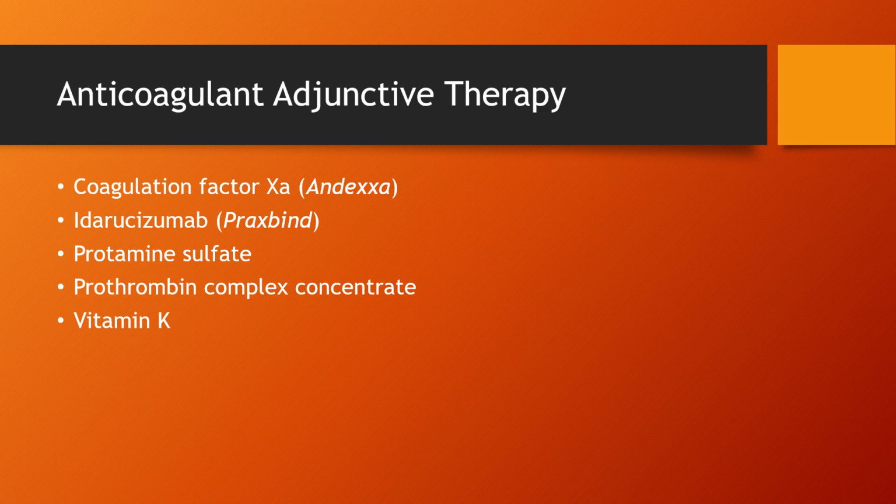Praxbind is used for dabigatran needing urgent reversal due to surgery or severe bleeding. It's administered via IV bolus. Protamine sulfate, prothrombin complex concentrate, and vitamin K can be given as reversal agents for possibly Lovenox, warfarin, heparin. And there are boxes in your book, 48.4 and 48.5, that have more details about these medications.